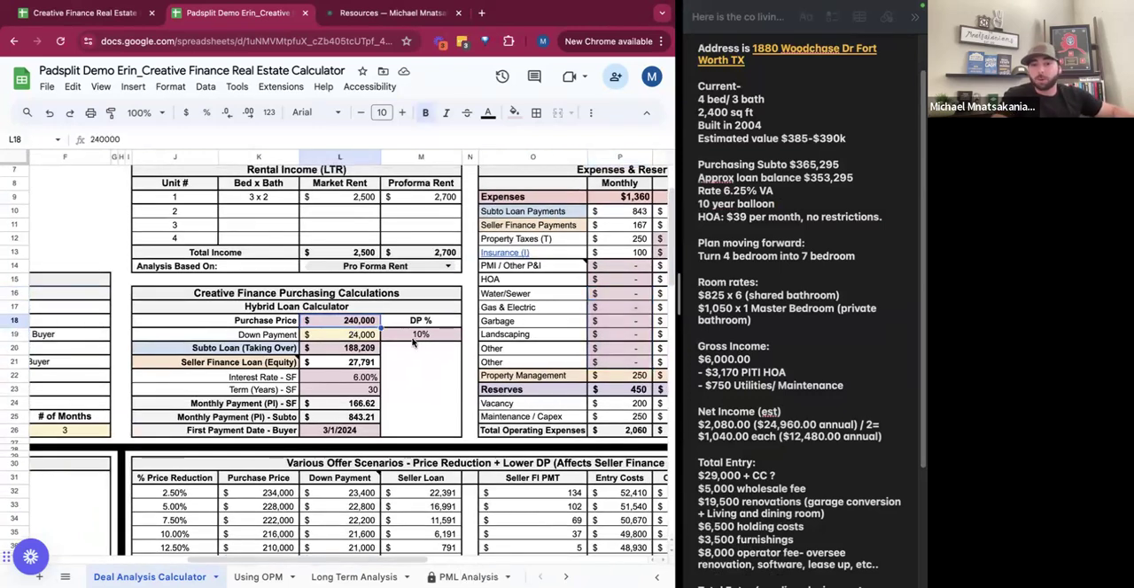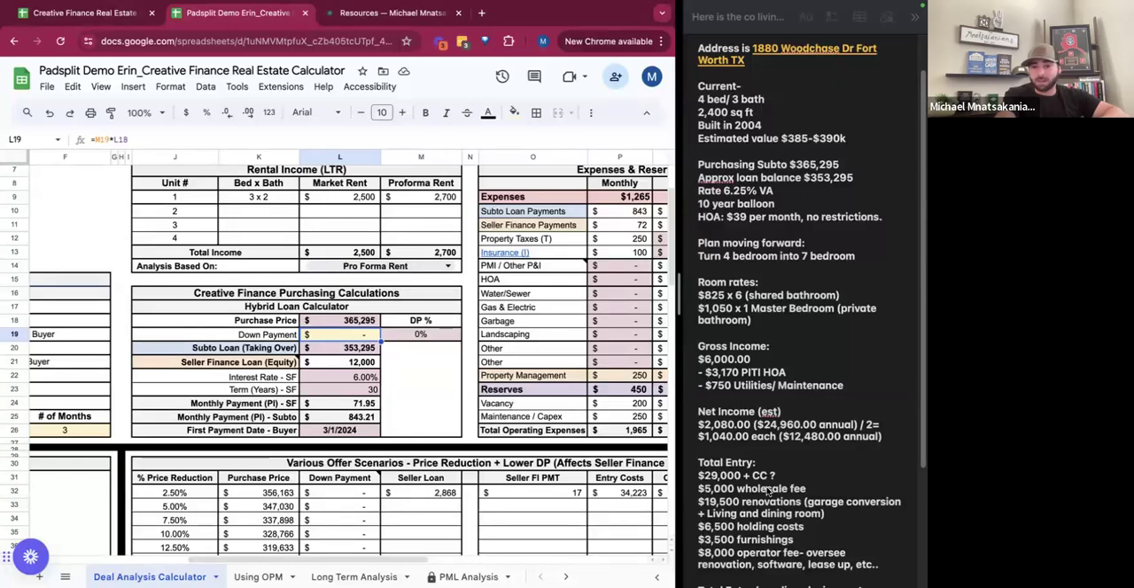So we have the purchase price is listed as $365,295. And then the sub-2 loan amount you're taking over, you have to enter that value here, is $353,295. So what we know is if this down payment is at 0%, that means there's a $12,000 difference between the purchase price and the sub-2 loan. So that $12,000 is either financed by the seller or it's paid outright to the seller so that there's no equity remaining on the deal. Otherwise you'd have to seller finance it. But in this instance, we know that there's $12,000.